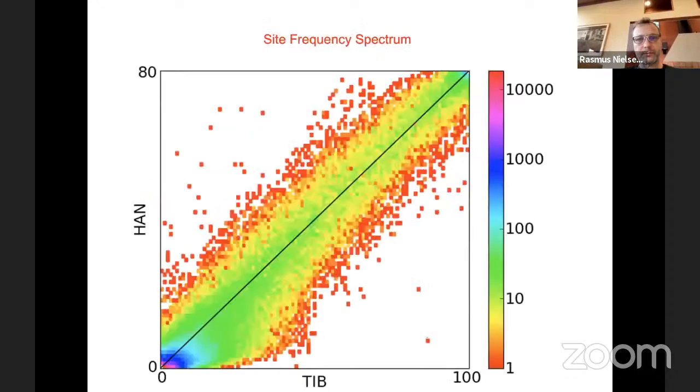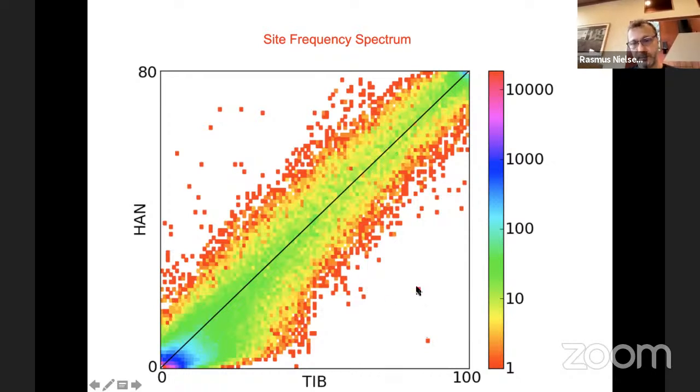Now, to really get information from multiple populations, what we want to look at is their joint site frequency spectrum. So the distribution of allele frequencies jointly in multiple populations. This is, for example, from a paper we wrote about 10-15 years ago, where you have Han Chinese and Tibetans, and we sequenced a bunch of data for them. And this is the joint site frequency spectrum for the 2 populations.